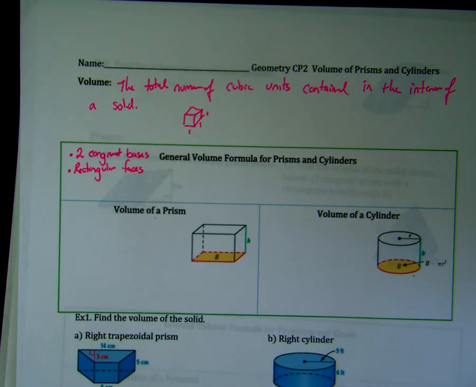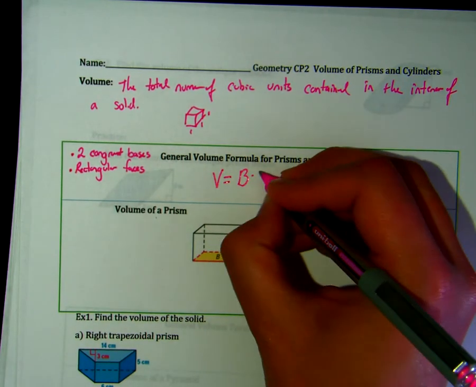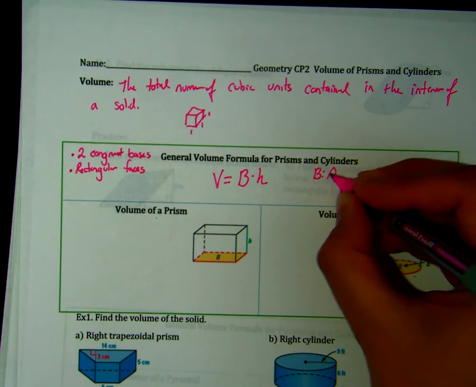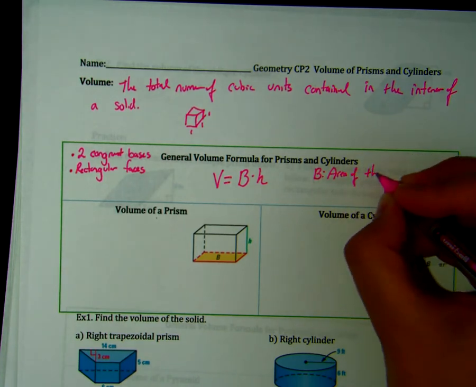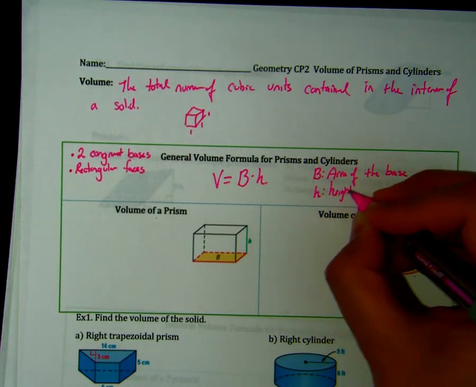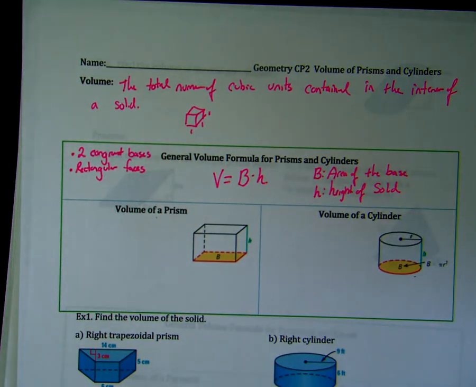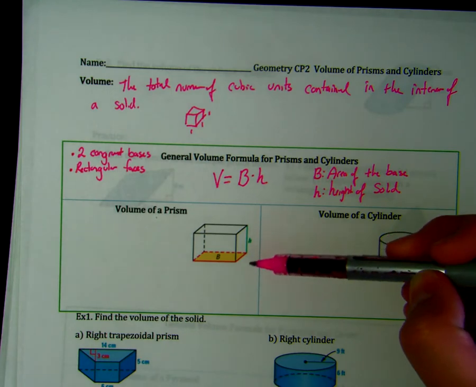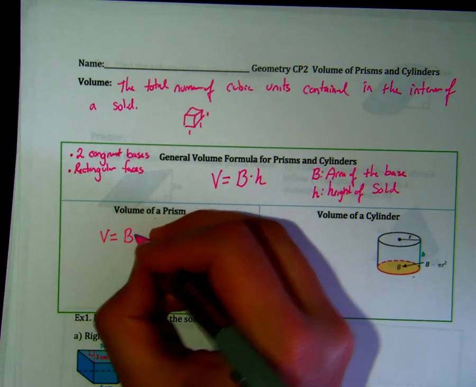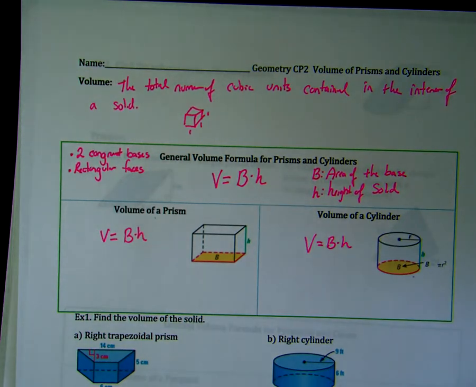All right. And so the general formula for the volume is very simply capital B times H, where the capital B is the area of the base, and the H is the height of the solid. Okay? So remember, height is measured perpendicularly, so it's measured perpendicular between the bases, and capital B is the base. So all of these have the same formula: capital B, the area of the base, times the height.